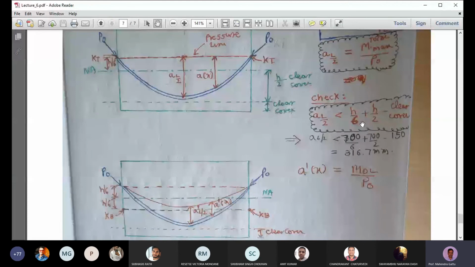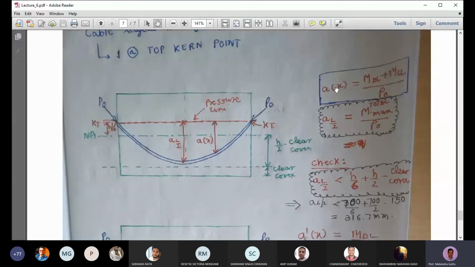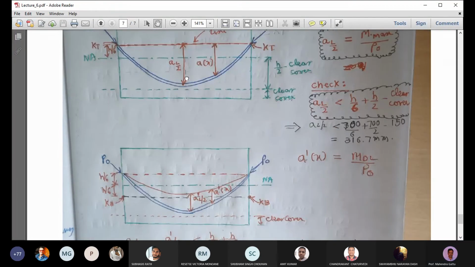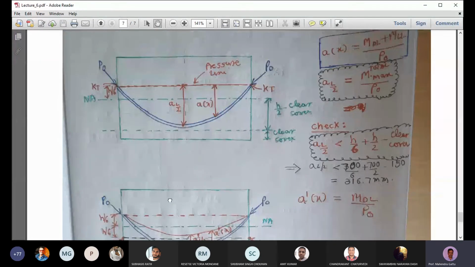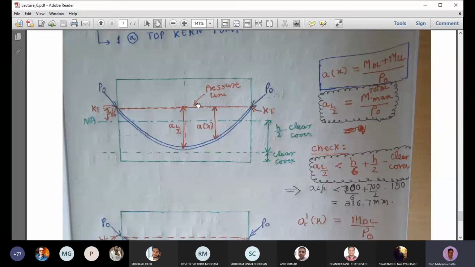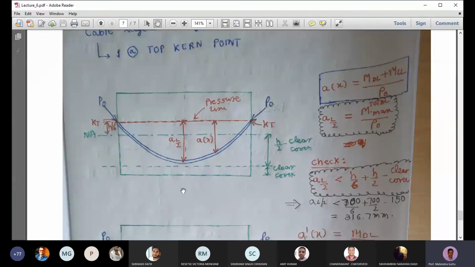So this condition should be satisfied. So h by 6 is 700 by 6 plus 700 by 2 minus 150. We're getting around 316.7. So a of L by 2 should be less than 316.7. Okay, so we have one condition, second condition, third condition. And this is for dead load plus live load. I should have written it here. This is for dead load plus live load.